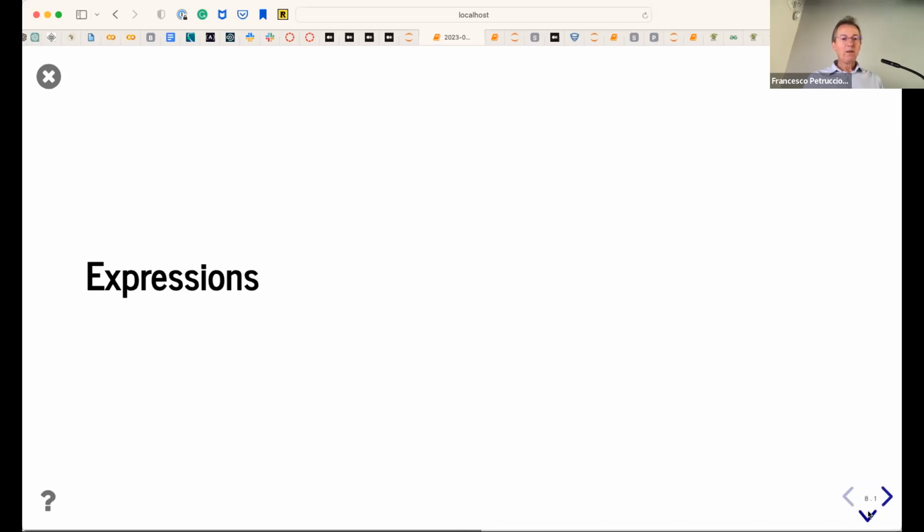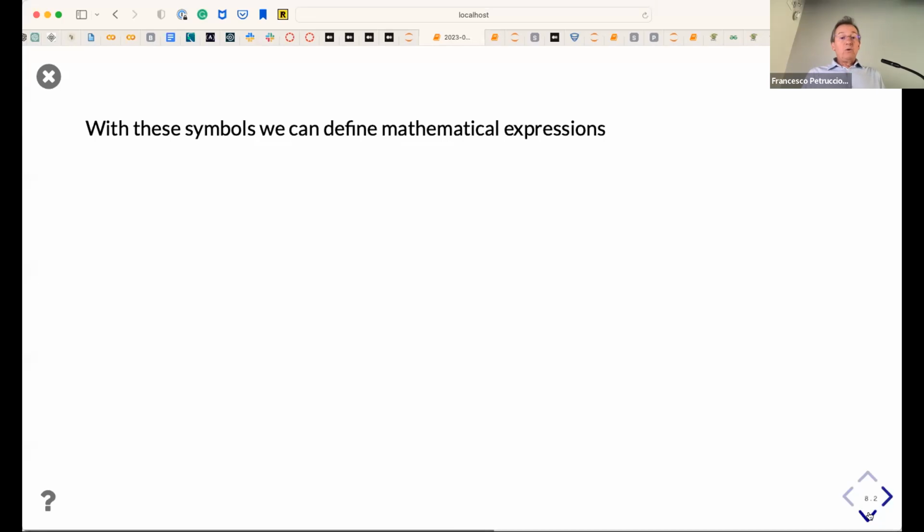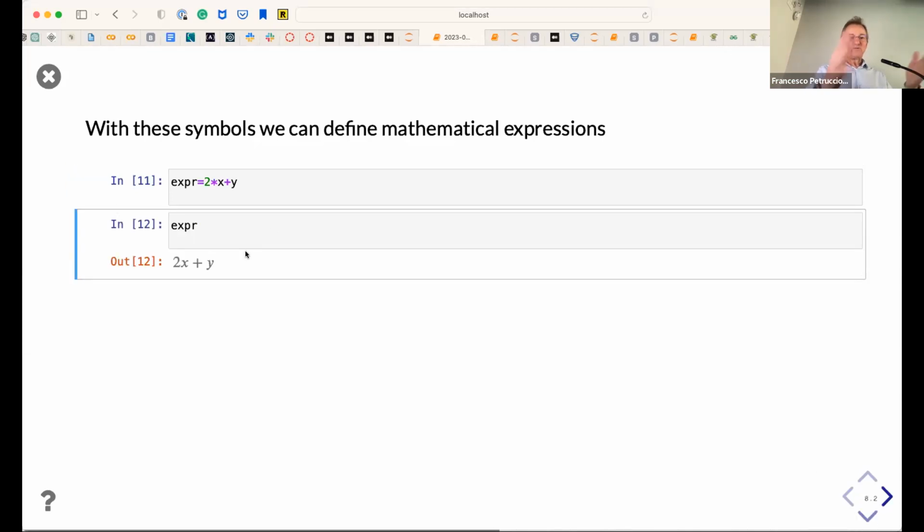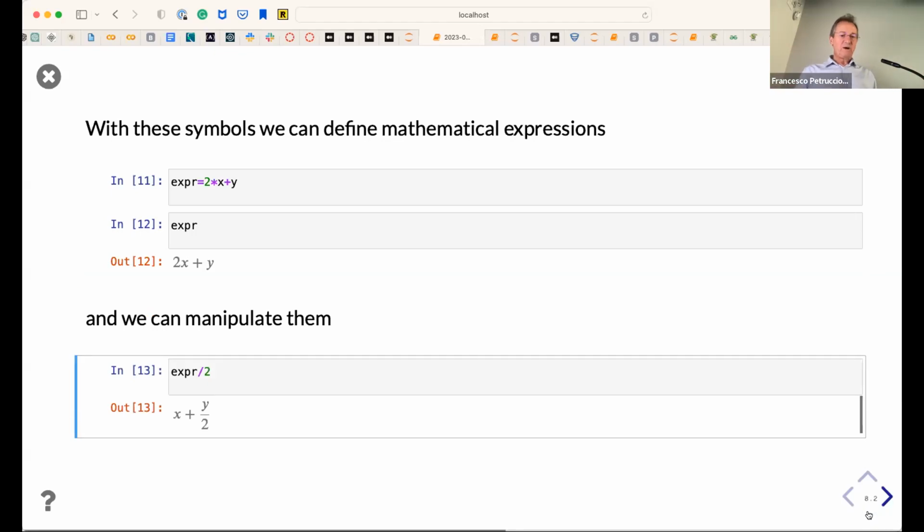Now expressions. Once we have the symbols, we want to start putting them together in mathematical expressions, and that is really straightforward. For instance, if you have 2 times x plus y, you write 2 times x plus y after you have defined x and y as symbols. So that's really very simple. And once you have the expressions, you can manipulate them like you would with pen and paper. You divide by 2 and so on and so forth.